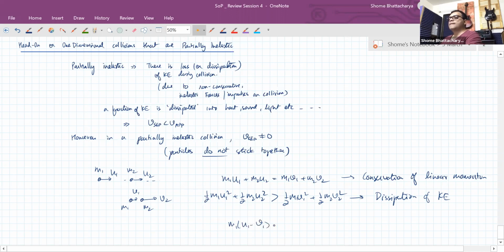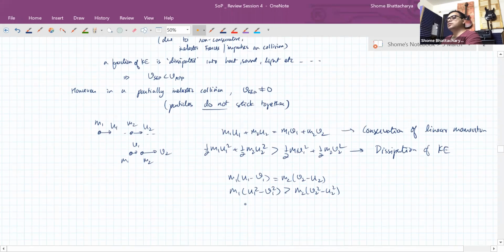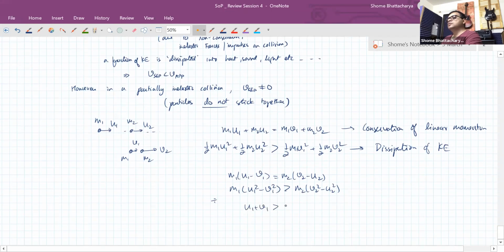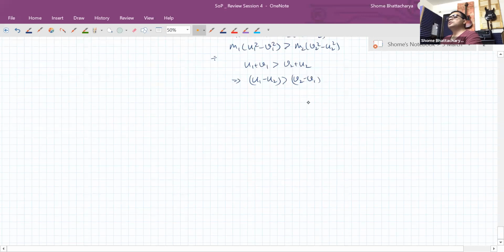Okay. So solving it in the same way, what we'll be able to work out is that, compare this equation with the second one, but now the second one has an inequality. It's greater than. So by dividing the two equations, what we this time get is that u1 plus v1 is greater than v2 plus u2, or u1 minus u2 is greater than v2 minus v1, which basically tells us that the approach velocity is greater than the separation velocity.